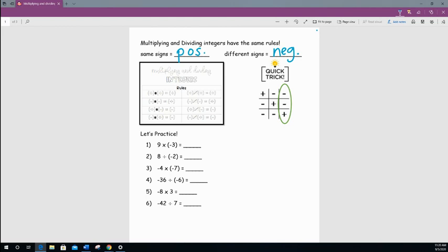Now, here's a quick little trick to kind of help you. I call this like a little tic-tac-toe chart. So all you would have to do is draw a little tic-tac-toe board, and I would draw positive signs going diagonally, and then everything else you would fill in with negative signs.